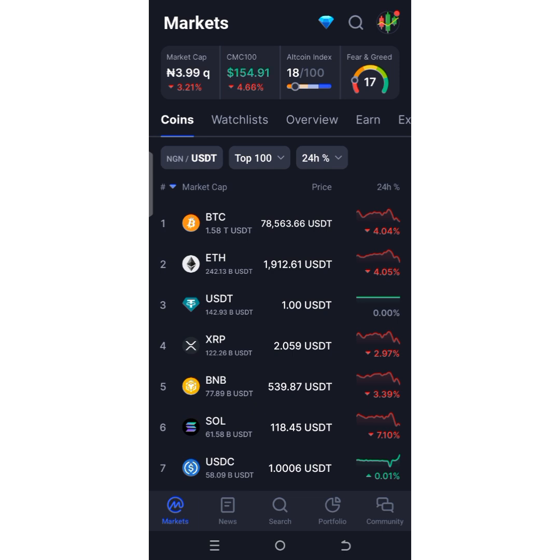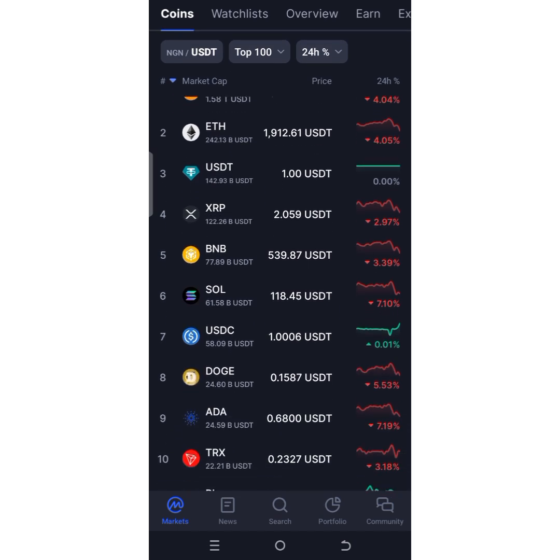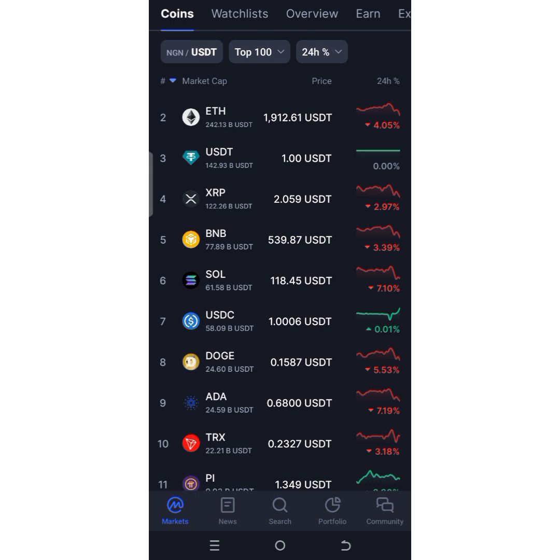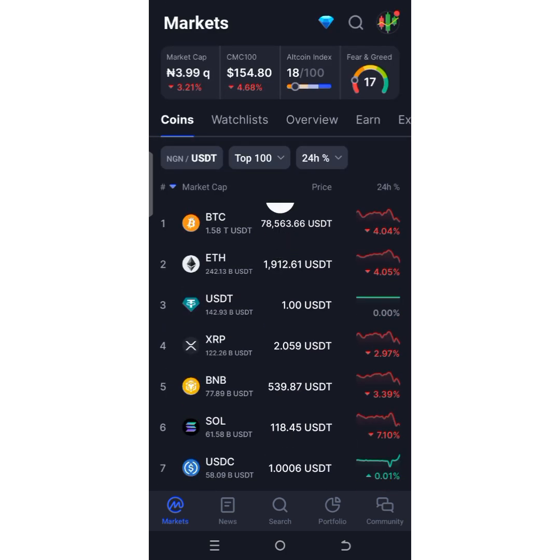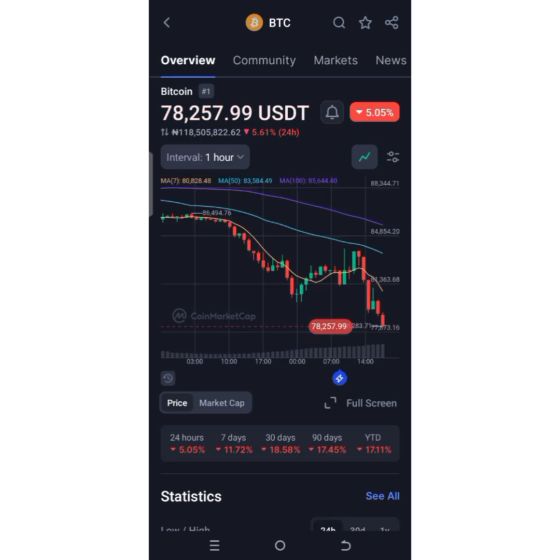Number one in crypto ranking is BTC, number two is ETH, number three is USDT, number four is XRP, number five is BNB, number six is SOL, number seven is USDC, number 8 is Doge, number 9 is ADA, number 10 is TRX. If you want to know more about these cryptocurrencies, you click on any of them. When you click on any of them, you will get detailed information about these coins on CoinMarketCap.